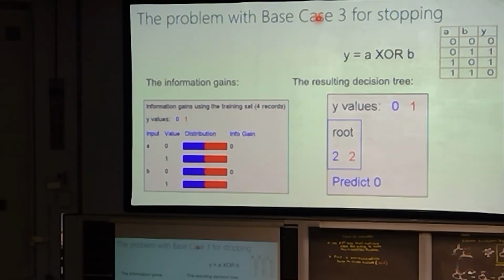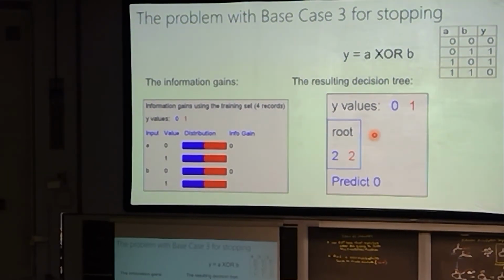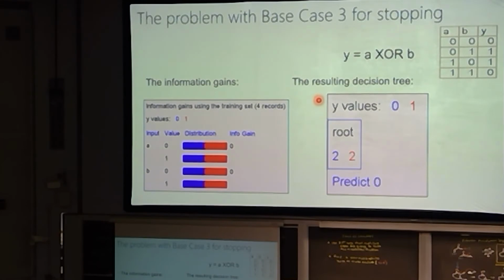So if I use that base case 3 for stopping, it's not going to split on any node. It's just going to use the root node. And the root node is basically 2 and 2, so you can toss a coin and say, okay, I'm going to make it always predict 0. So it's actually not going to get zero training error.